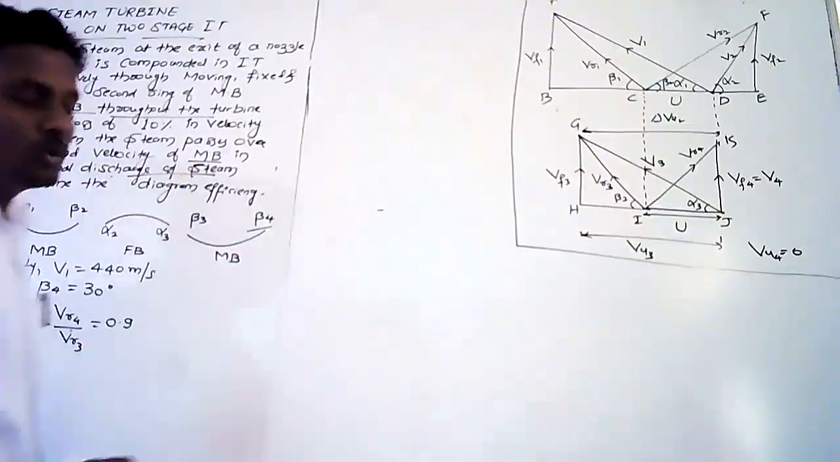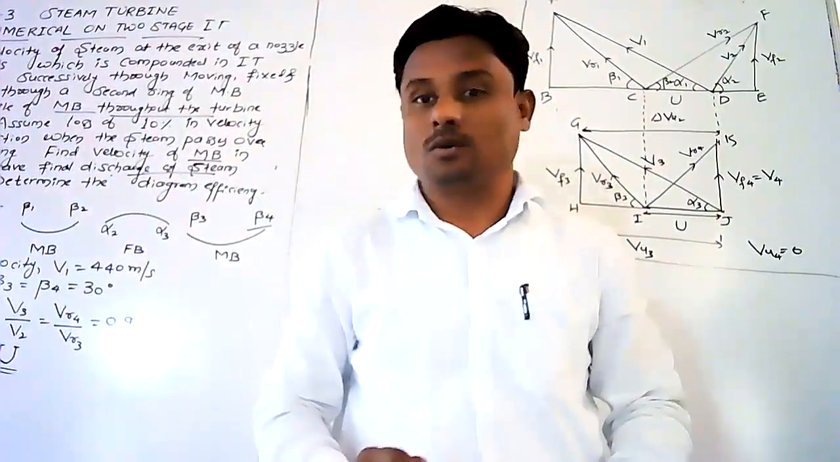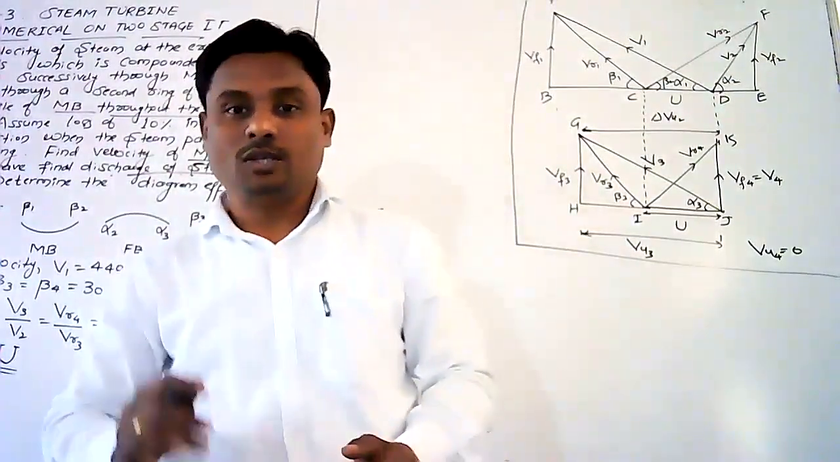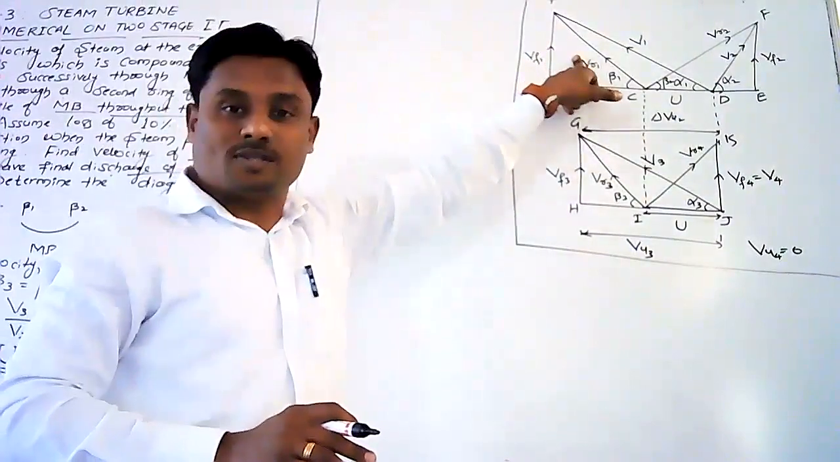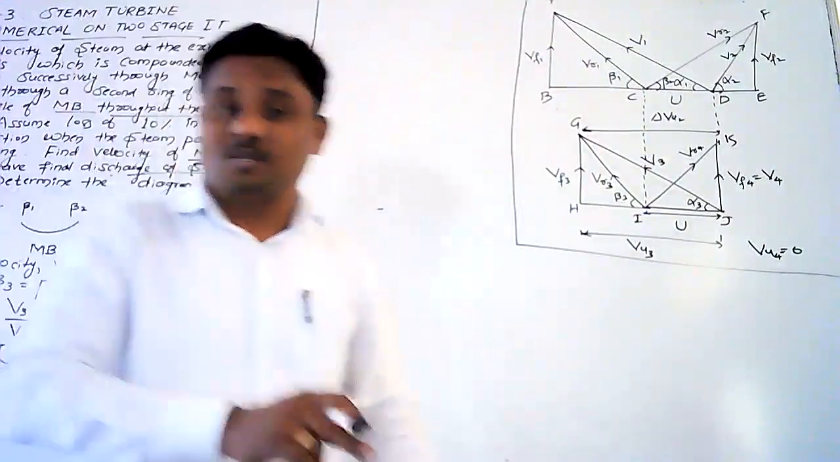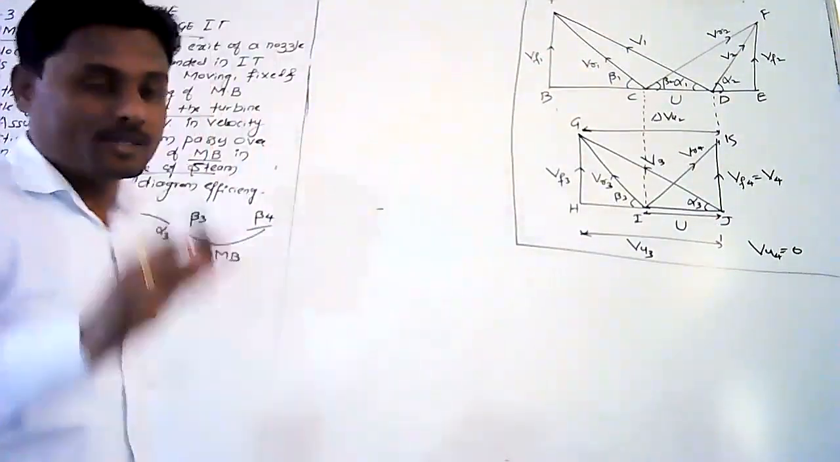But here we don't know the value of u. U is unknown. In the very previous class we have seen where the u value is given. There we started sketching the graph from the first stage and completed it in the second stage. But here the u value is unknown, so that's why we have to start from the second stage. Okay, listen here carefully.